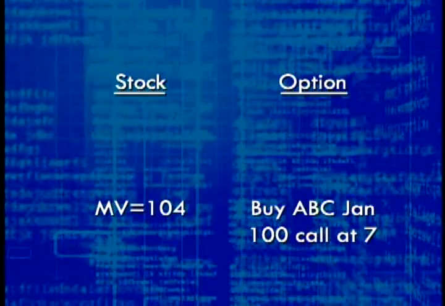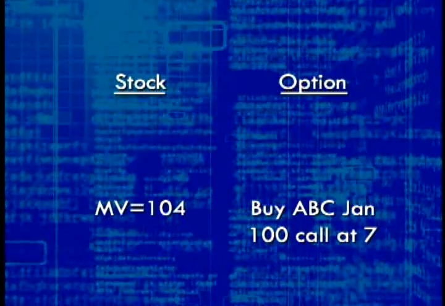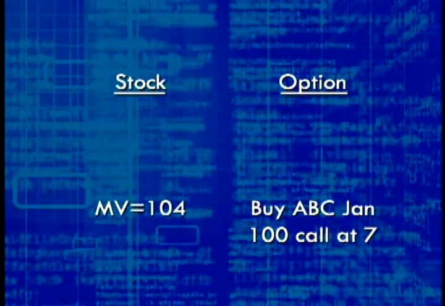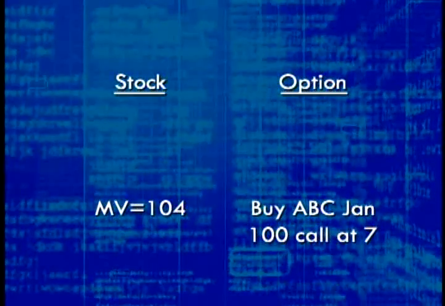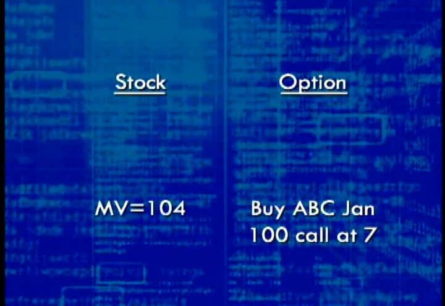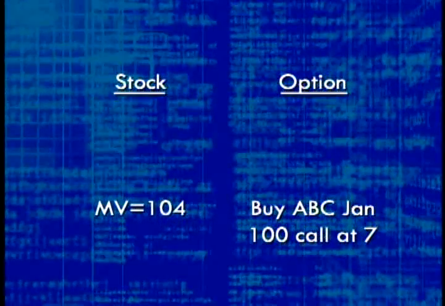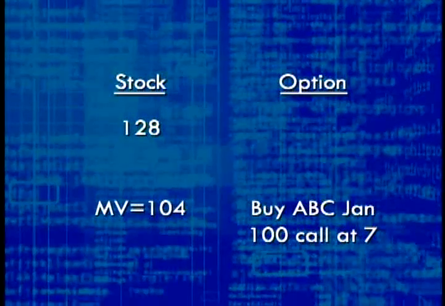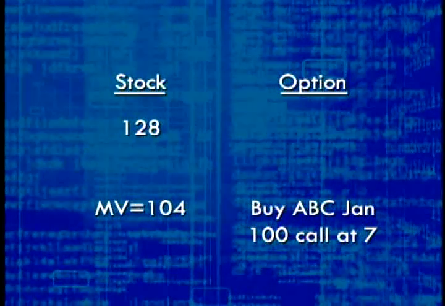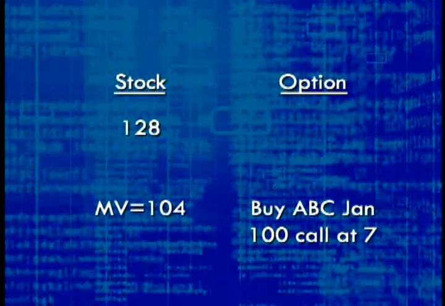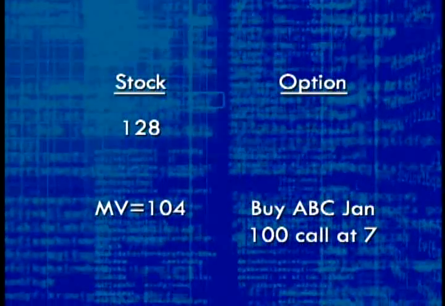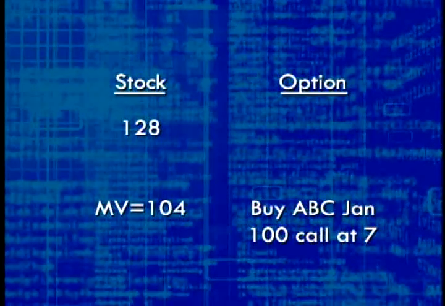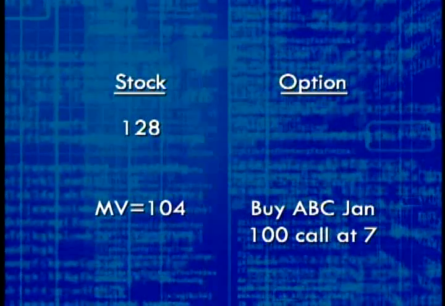So let's take an example. Suppose that the market value of ABC stock is $104 per share. An investor buys a January 100 call at that time for $700. Now, note the investor's break-even point for this is 107, strike price plus premium. Now, suppose that the stock does rise to 128. And notice that's certainly above the break-even, and so this should be a profitable situation for the buyer of this call. How could the buyer of this call take advantage of this situation?